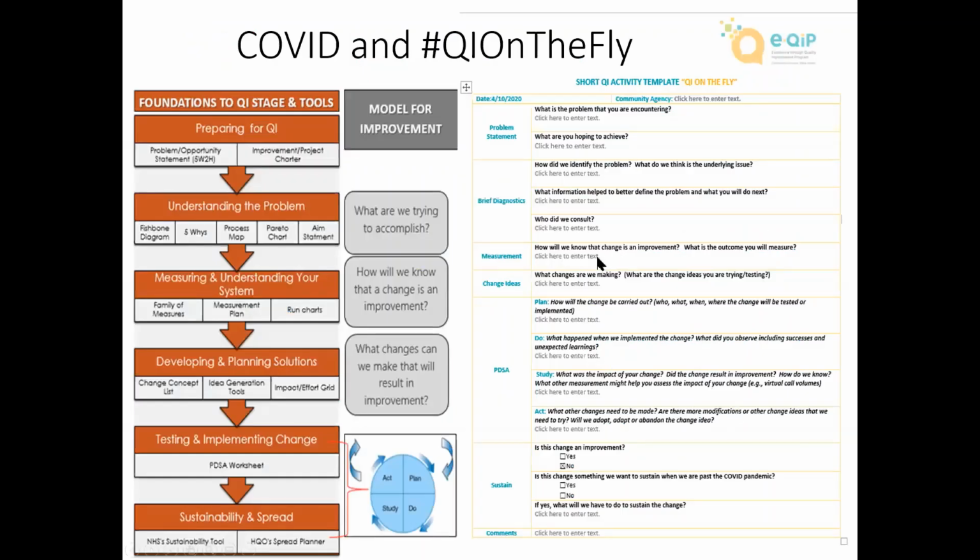Many of you are familiar with our model for improvement, which you'll see on the left-hand part of your screen. And on the right, you'll see an image of the QI-on-the-Fly template that E-QIP has developed to document these rapid cycle improvements and change ideas that are taking place in the time of COVID-19. This template was designed to support you in documenting these ideas, as we feel it will be very important when you're looking at future work like pandemic planning and seeing how decisions were made and what worked and what didn't. And you can find this template on our website, which we'll go over later.